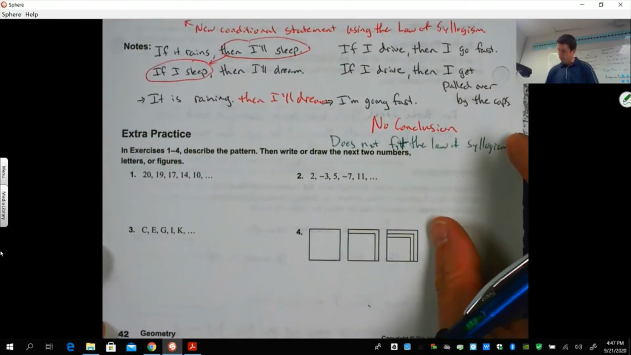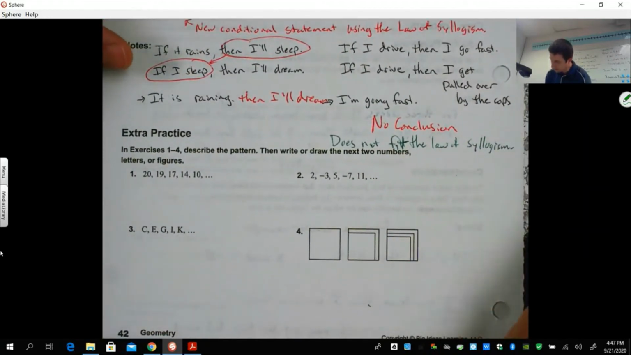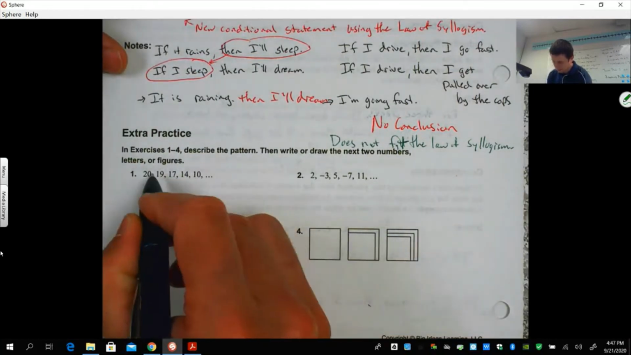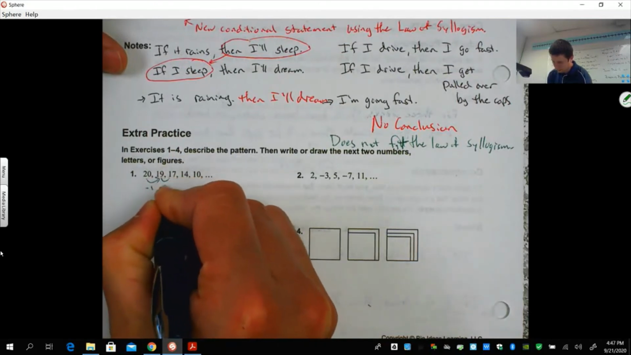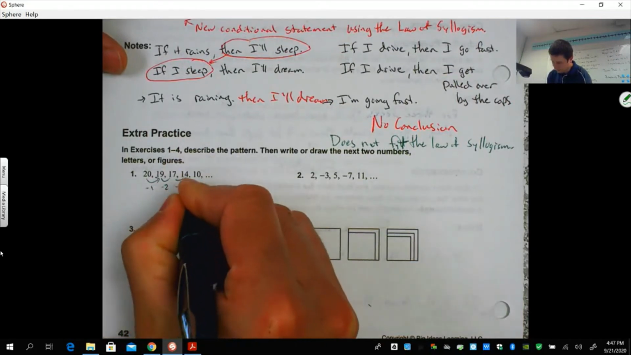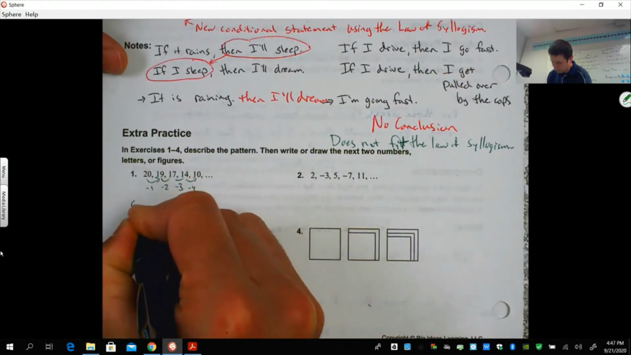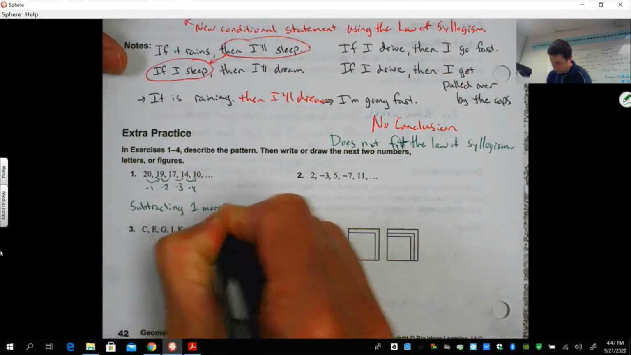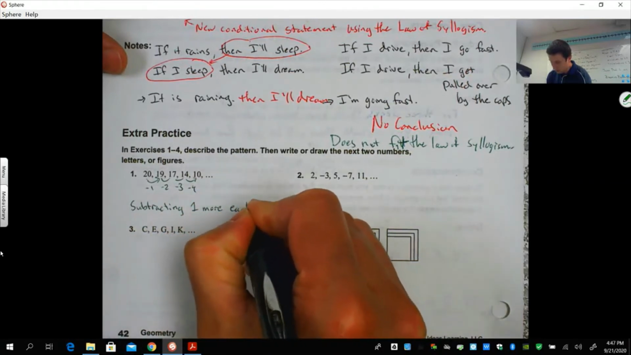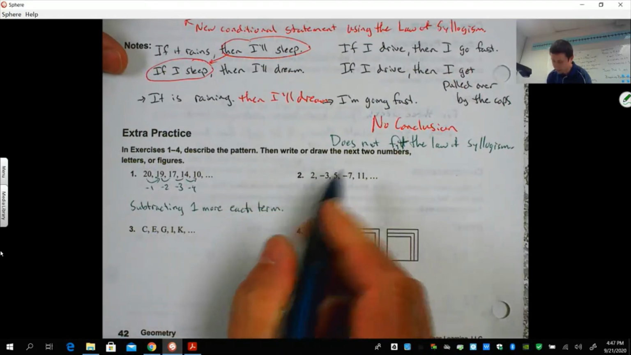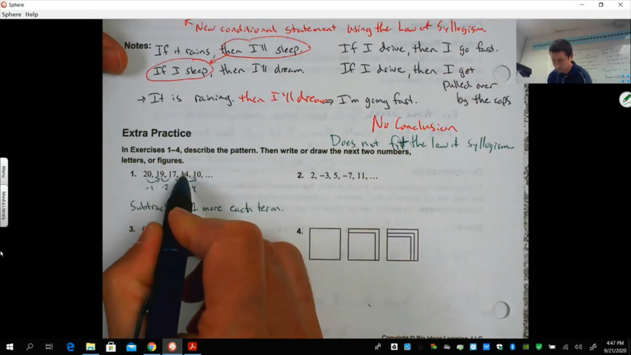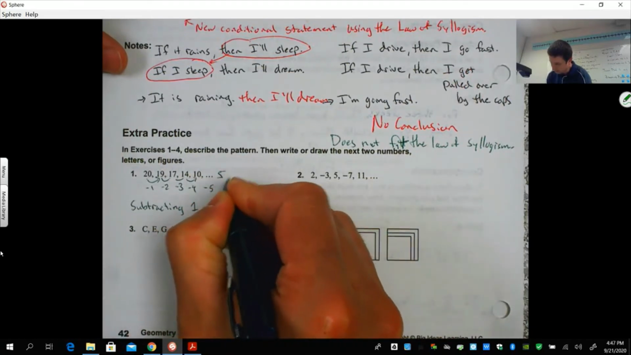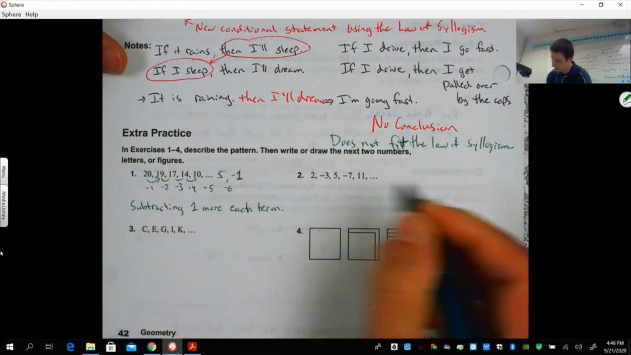Okay, here we go. Examples. Describe the pattern, then write or draw the next two numbers. So 20, 19, 17, 14, 10. Notice here, -1, -2, -3, -4. So describing, we are subtracting one more each term. Each of these are terms: first term, second term, third term, fourth term, fifth term. Next two numbers would be -5, so that'd be 5, and then -6, that'd be -1. So 5 and then -1.